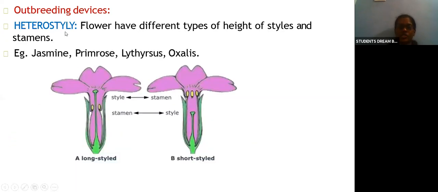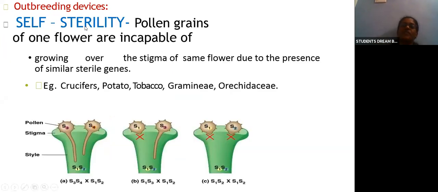What is heterostyly? Flowers have different heights of the styles and stamens. When there is a difference in the height of style and stamen, inbreeding will be prevented. Examples are jasmine and primrose, which have this kind of heterostyly. There will be a difference in height, so we can prevent inbreeding.